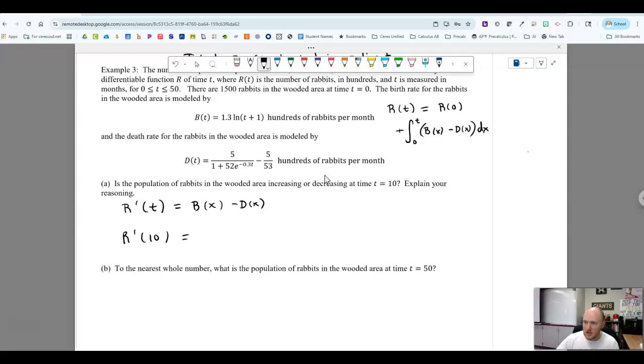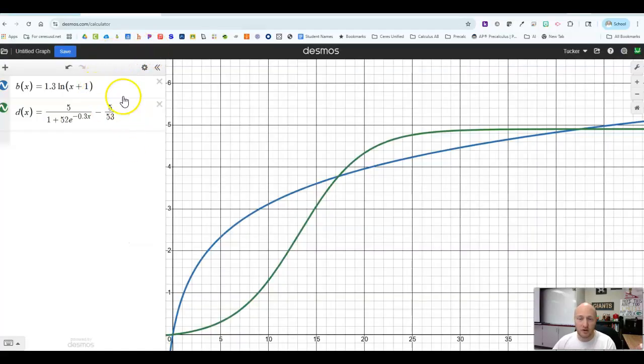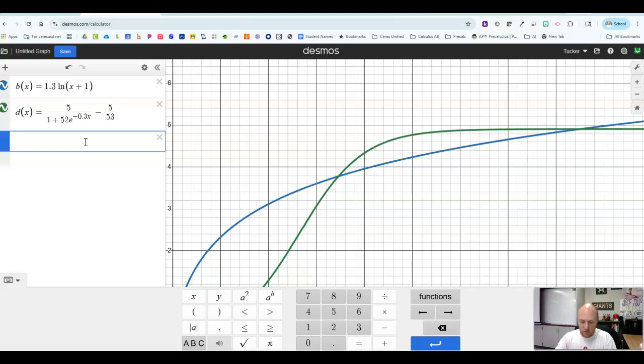R prime of 10. So I'm going to go to my calculator, and because this is a calculator active problem, I'm going to enter both of these functions into my calculator. And you can see that we have already done this. And so what I'm going to do here is say, what is b of 10 minus d of 10? And we can see it is 3.085.